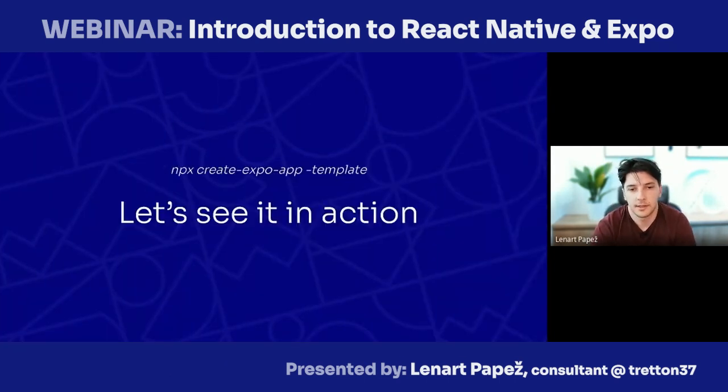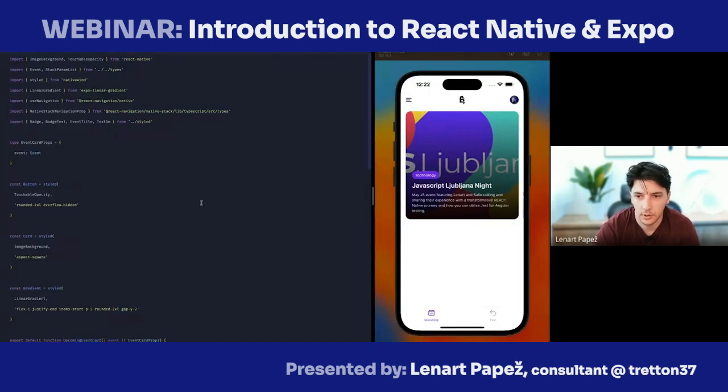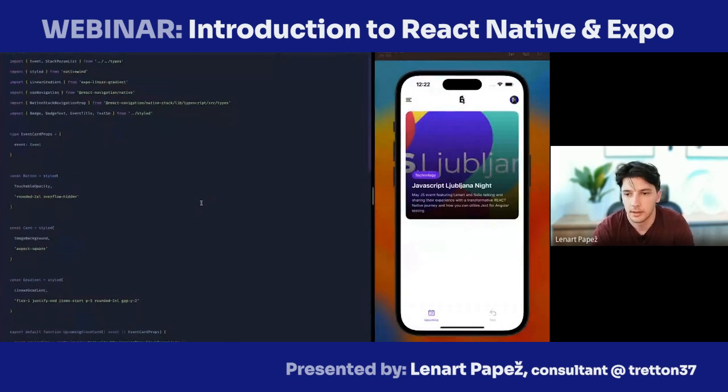So as I mentioned, a simple command just gets us started with Expo. That is npx create-expo-app, and then we choose a template. We can go for blank JavaScript, blank TypeScript, and TypeScript with some navigation already built in for us, so we can get started pretty quickly. I'm just going to show a quick example that I've prepared for the Ljubljana Tech call as well. Hopefully you can see the code and the phone.